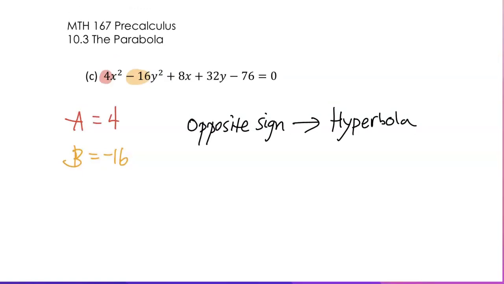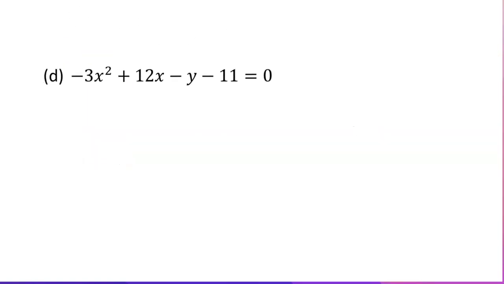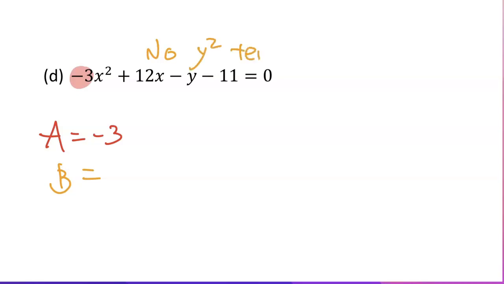Okay, let's look at the last example, D. I was about to write down A and B. I got my A. A is -3. But where is B? B is not there. You notice there's no y squared term. There's no y squared term. So B is 0, okay? And whenever you only have one of the x squared or y squared terms, this is a parabola.